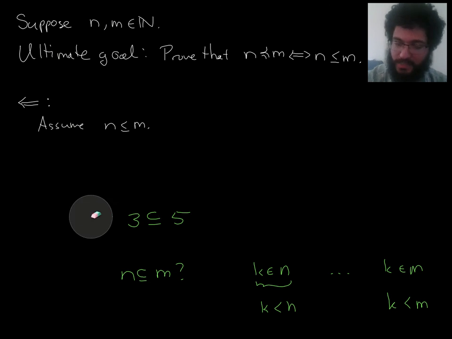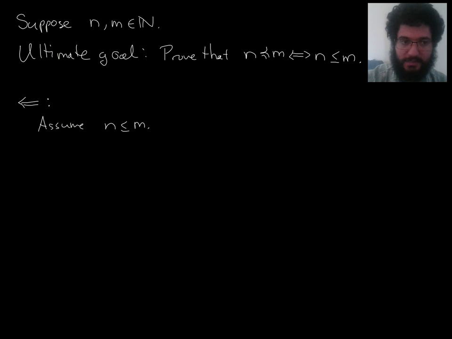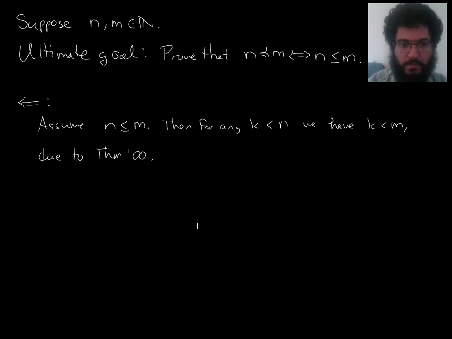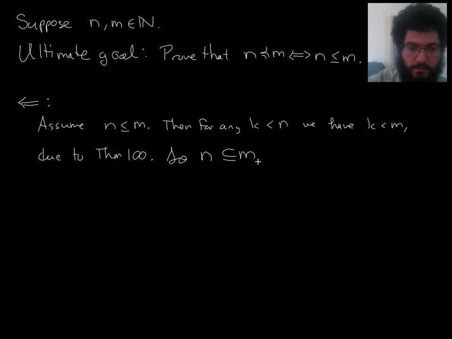So now I'm just going to basically write that argument down. So assume n is less than or equal to m, then for any k less than n, we have k less than m, because you'd have k less than n less than or equal to m. And this is due to transitivity, which was theorem 100. So since k less than n is the same as saying k in n, and k less than m is the same as saying k in m, we actually have proven n is a subset of m.